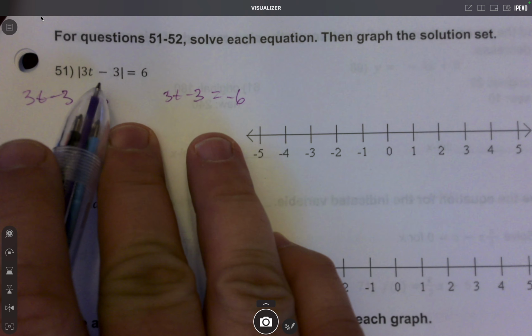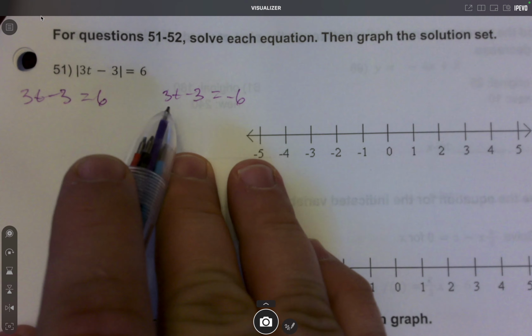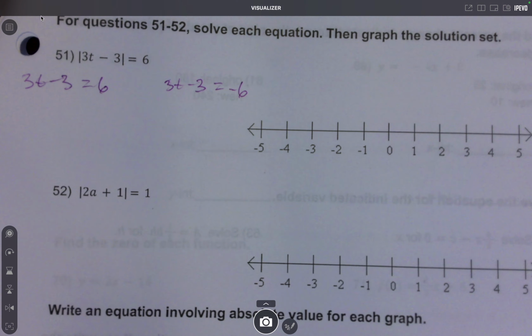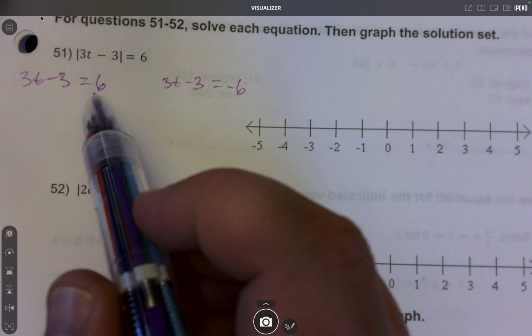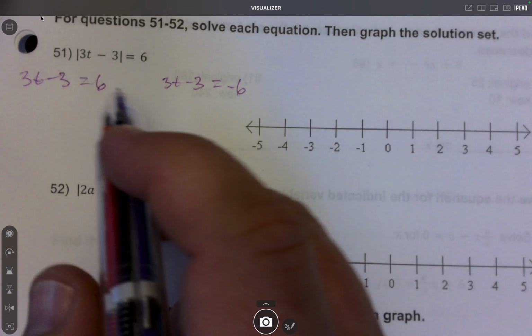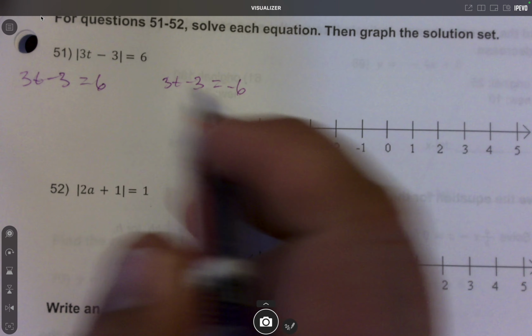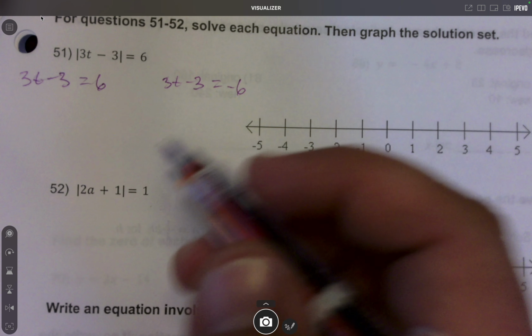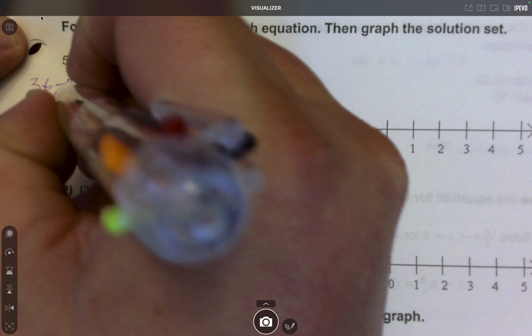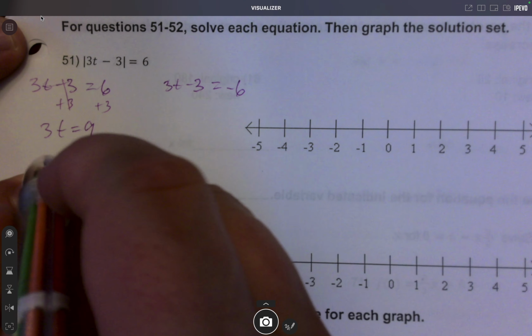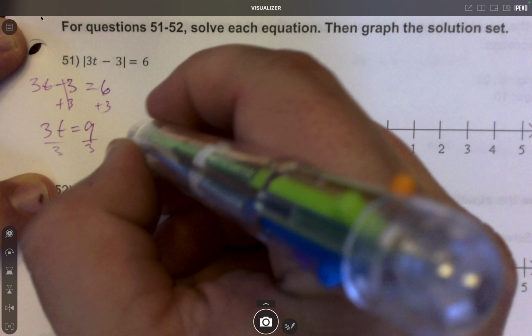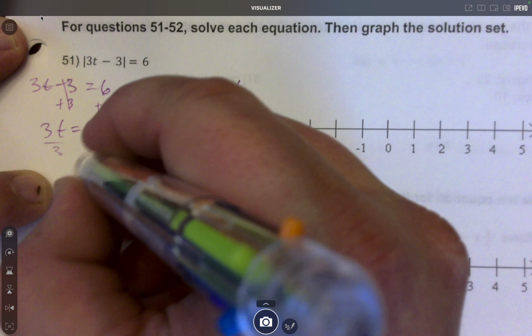So one is 3t minus 3 equals positive 6. One is 3t minus 3 equals negative 6. Now the reason for this is it's true that this will equal 6 if the inside is equal to positive 6 or negative 6, because the absolute value bars will change any negative to a positive, and it'll keep it positive the same. So we add 3 to both sides, giving us 3t equals 9. Then we divide both sides by 3. And for this first set, we get t equals 3.